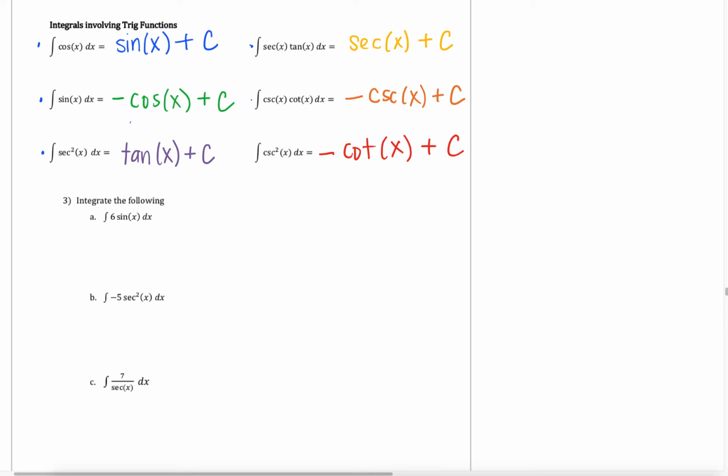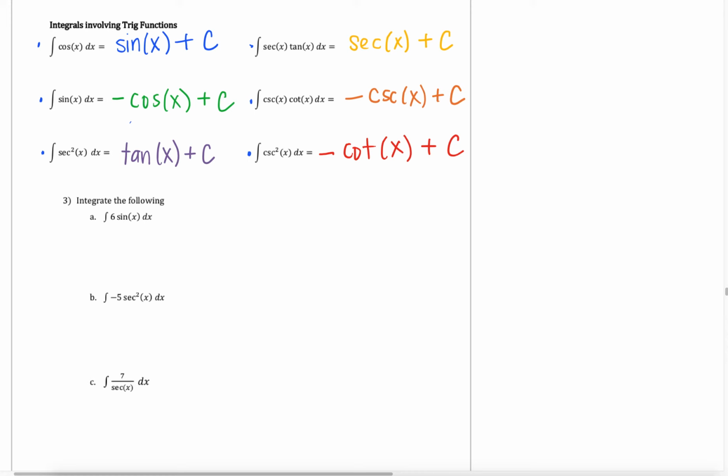The other three basic integrals are also up here. The integral of secant times tangent of x dx is equal to secant of x plus c. The integral of cosecant of x times cotangent of x is equal to negative cosecant of x. And then the last one is the integral of cosecant squared of x is equal to negative cotangent of x plus c. And each one of these, again, is coming from the derivatives of all 6 trig functions that we learned last semester.